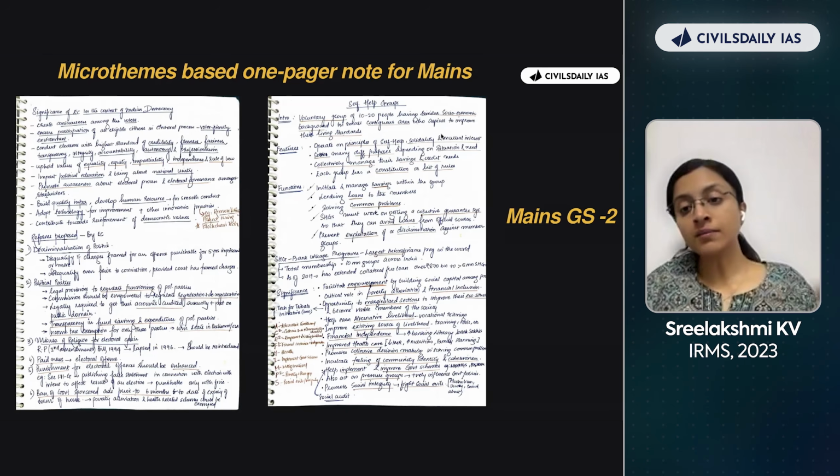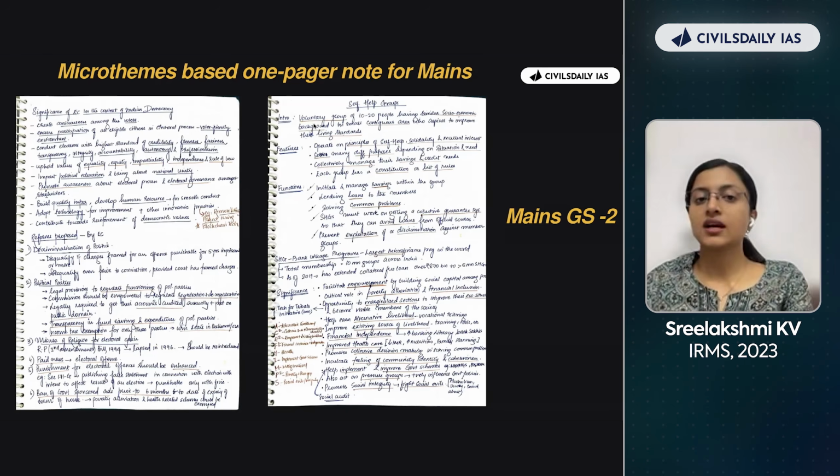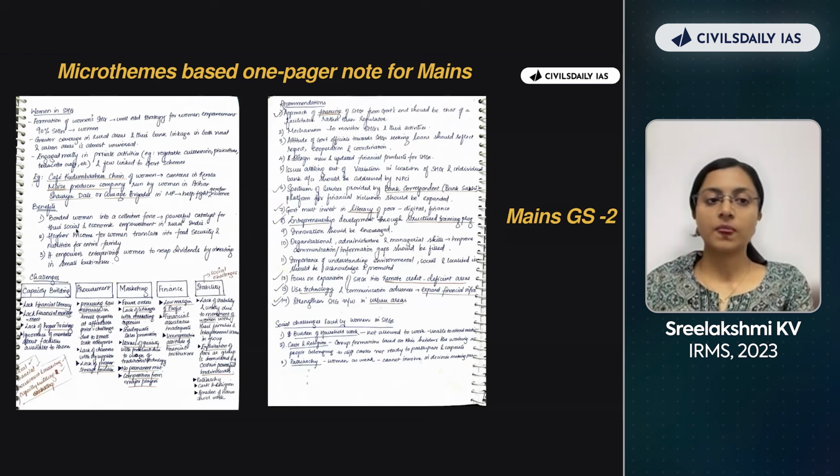Then another important microtheme is self-help groups. Here again, introduction, simple introduction. What are the features? What are the functions? What are the significance of it? Okay. Women in SHG, it's an important dimension again, because most of the self-help groups is run by women, right? So 90% of the self-help groups. Then different examples I've included.